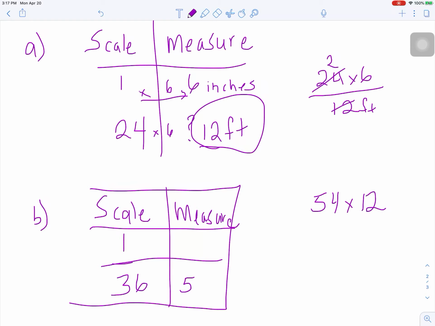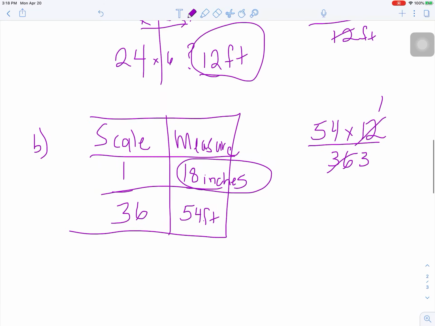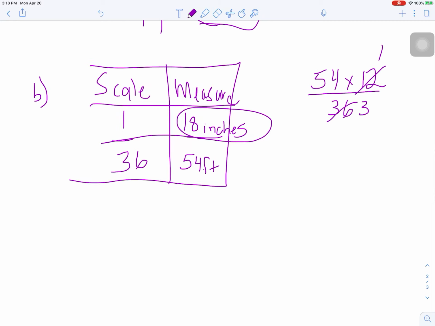So let's get this right away to inches. 54 times 12 gets us to inches, right? And then we have to divide it by 36. Well, I try to make this simple here, so this becomes 1 and this becomes 3. So it really becomes 54 divided by 3, which is 18. So 54 feet works out to be 18 inches. Hopefully that made sense as we walked our way through this one.